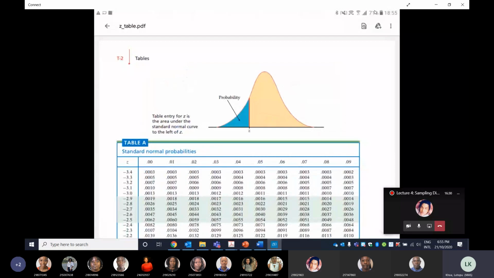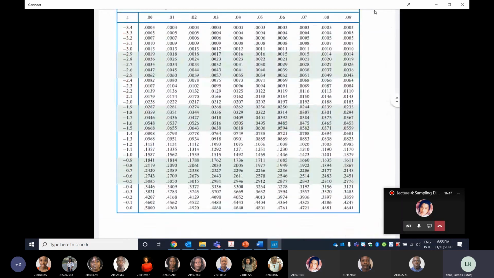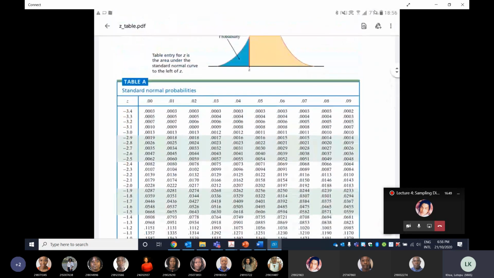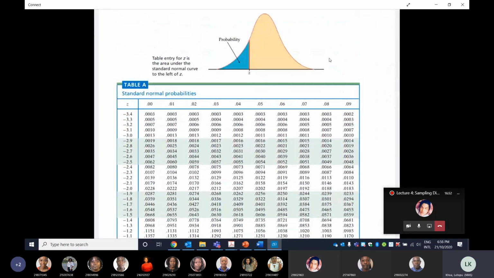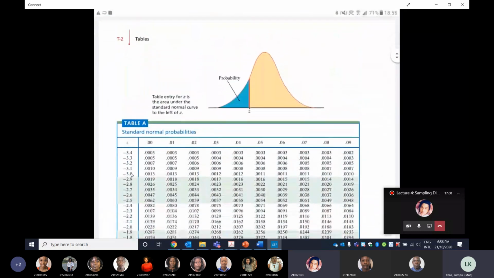It doesn't matter what table you are given, you can read this from any table. Now here, this gives us the area, but the thing with this table is that the values only go from 0 to negative 3.4. You can see here I have negative 3.4 and 0. So it's reading values only from 0 to negative 3.4.